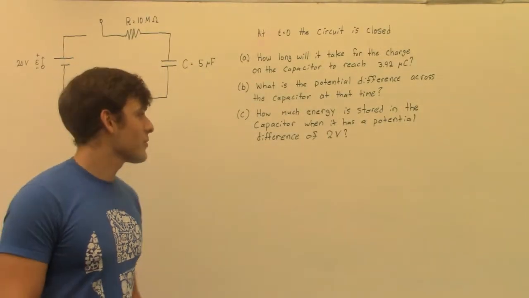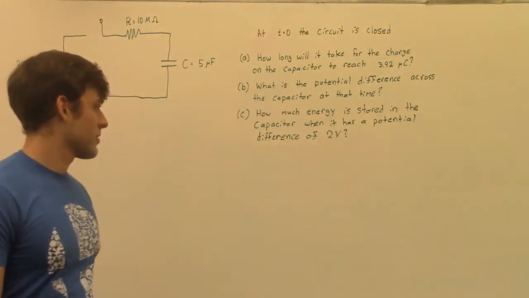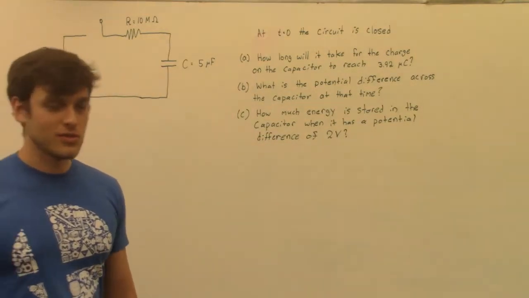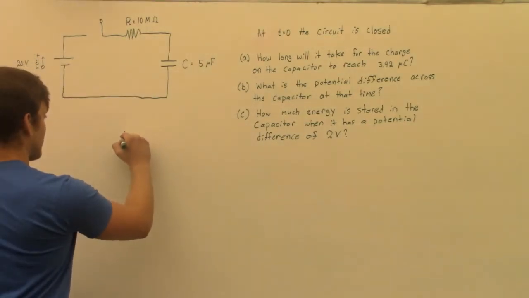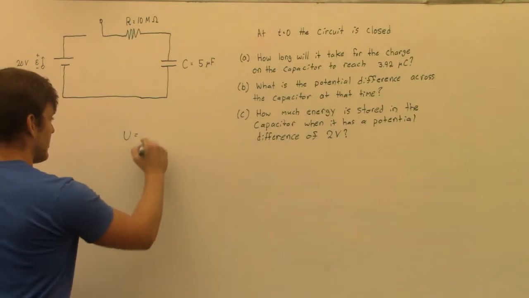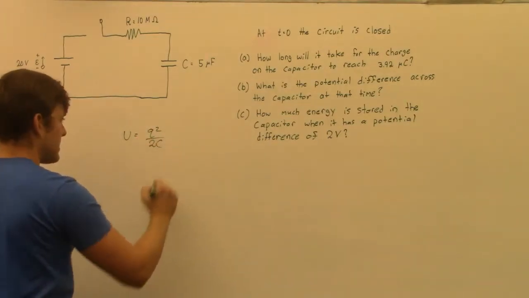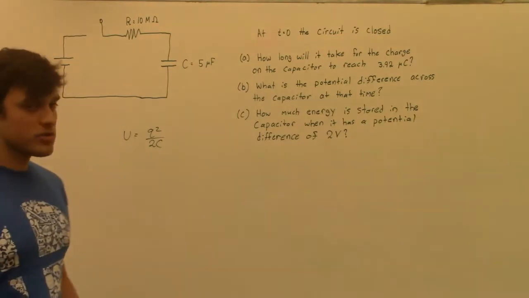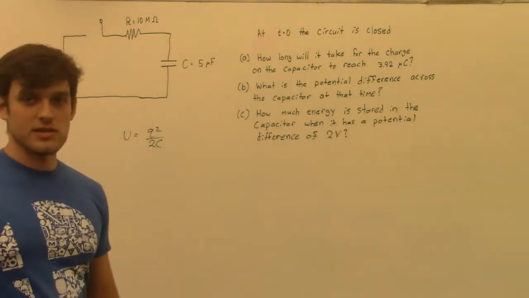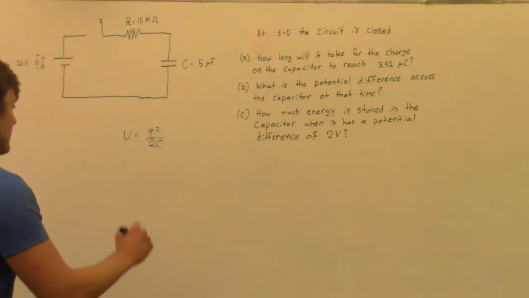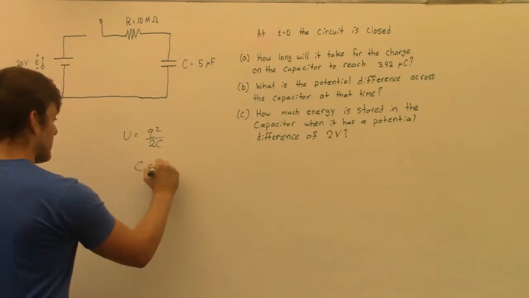Okay, so now for part C, we want to figure out how much energy is stored in the capacitor when it has a potential difference of 2 volts. So one of the formulas for the potential energy in a capacitor is U equals Q squared over 2C. But now we don't actually know the charge on the capacitor. We only know the potential difference across it. So we're going to have to calculate that charge. And we can do that using this equation.